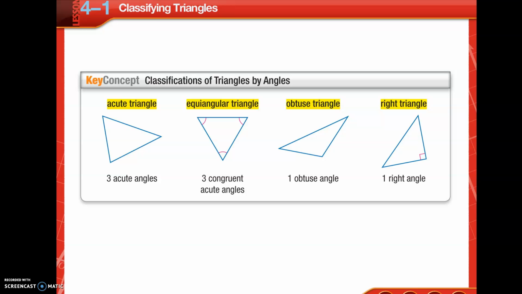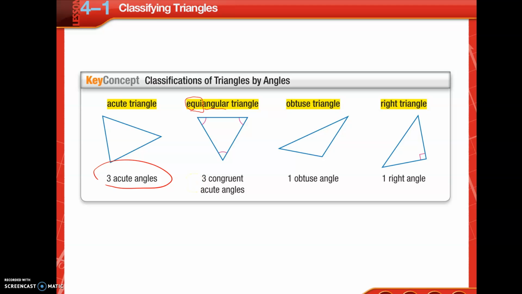Remember, an acute angle is an angle that is less than 90. So an acute triangle has 3 acute angles, so all of the angles in the triangle are acute. An equiangular triangle, you can see that word equal there, equal angles, so all the angles are congruent.